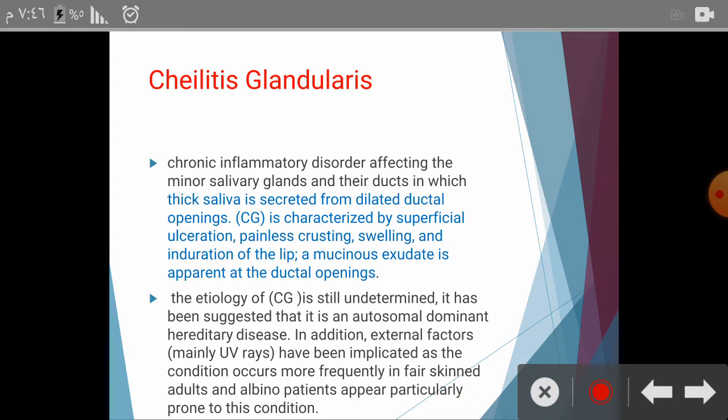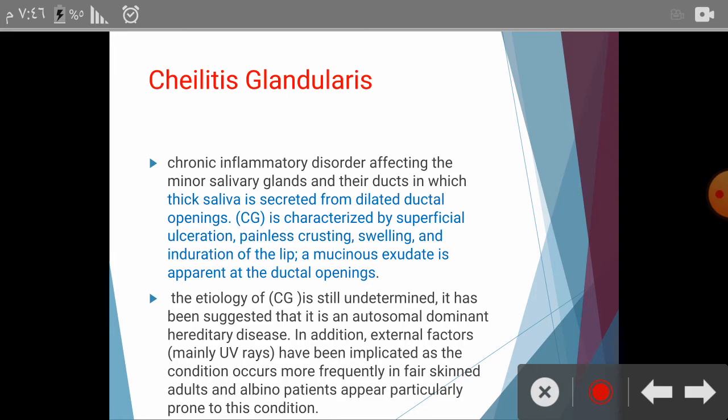Cheilitis glandularis is a chronic inflammatory disorder affecting the minor salivary glands and their ducts, with thickening of mucosal secretion from the dilated duct openings, characterized by superficial ulceration, painless swelling, and exudate appearing at the ductal openings.